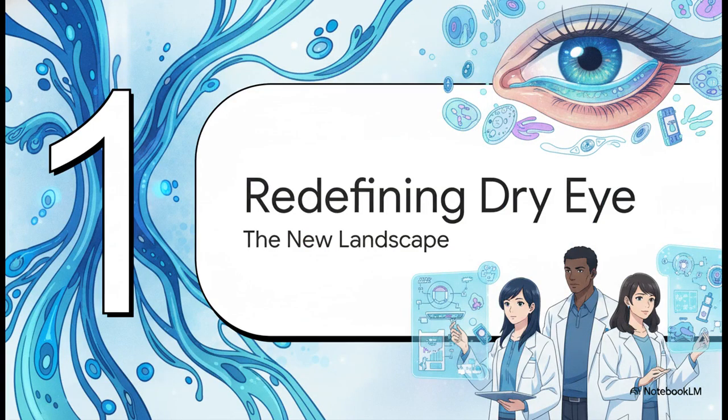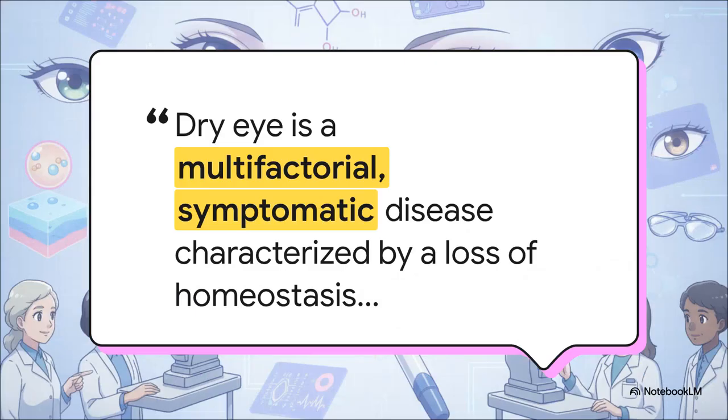All right, Section 1, Redefining Dry Eye Disease, the New Landscape. The 2025 TFOS DEWS 3 report fundamentally shifts how we need to conceptualize this condition. The DEWS 3 report updates the definition significantly. It says, and I'm quoting here, dry eye is a multifactorial symptomatic disease characterized by a loss of homeostasis of the tear film and/or ocular surface.